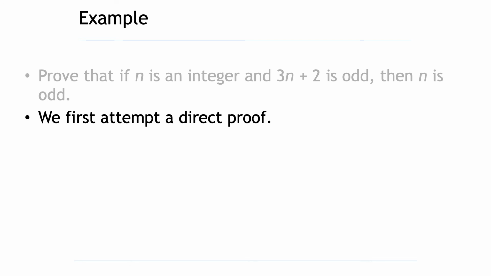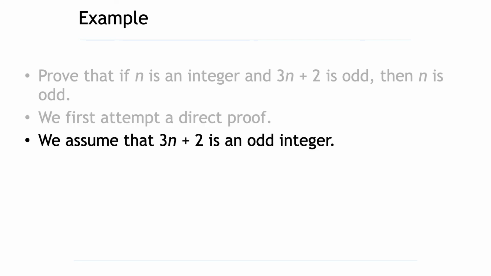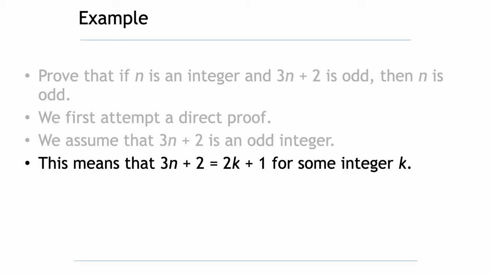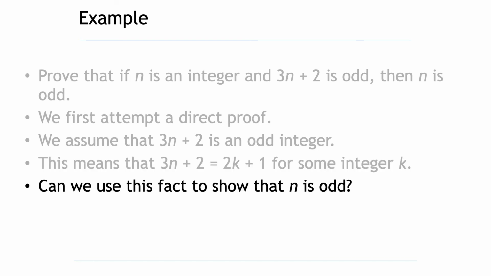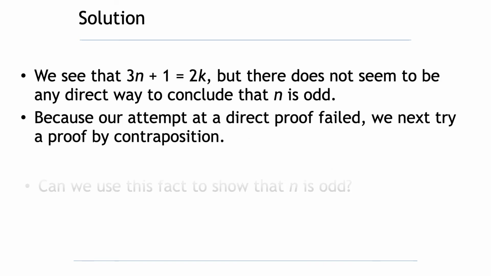We first attempt a direct proof. We assume that 3n plus 2 is an odd integer. This means that 3n plus 2 is equal to 2k plus 1 for some integer k. Now we can see that 3n plus 1 is equal to 2k, but there doesn't seem to be any direct way to conclude that n is odd. Because our attempt at a direct proof failed, we next try a proof by contraposition.